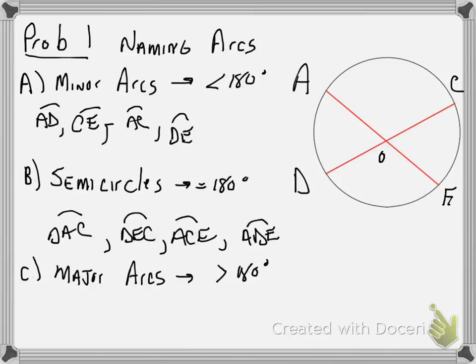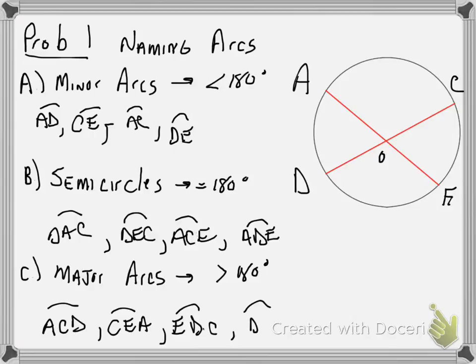And my major arcs, which are greater than 180 degrees, and these get tricky at times, arc ACD. And remember, arc ACD, which is over there, is the same thing as DCA. Those are the same arcs. You don't need to list both of them. Arc CEA, arc EDC, and arc DAE are all my major arcs.